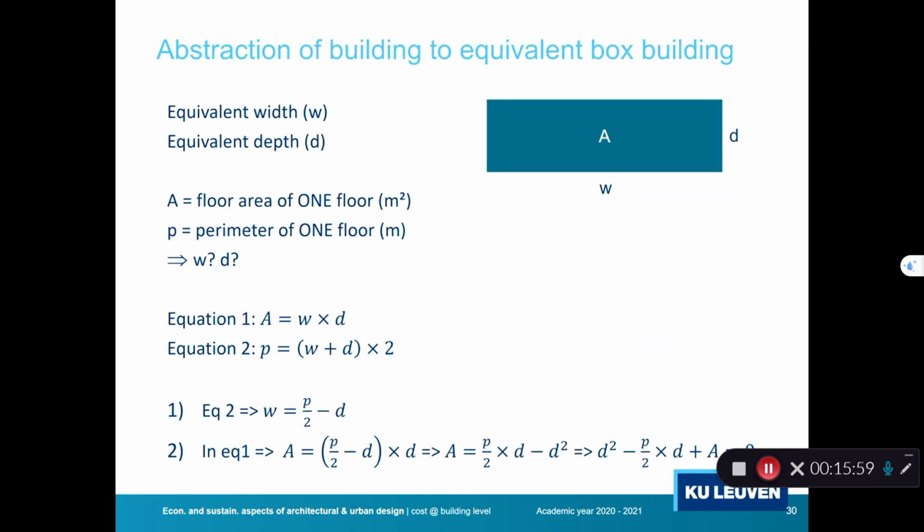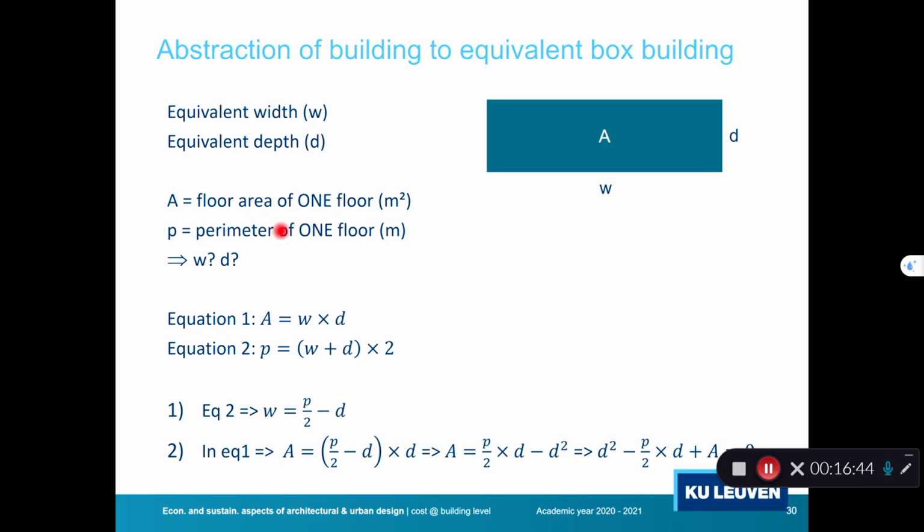So first of all, we want to define an equivalent box building for which all the ratios are identical to the ones of our existing building. So what we will do is we keep the number of floors identical to be sure that we have the same ratio of ground floor, roof and intermediate floors. But what we need to do now is determine the width and the depth of that rectangular building so that also the ratio of the external wall is identical to the ratio of the external wall of my real building. So we know the floor area of one floor, because we have measured it.